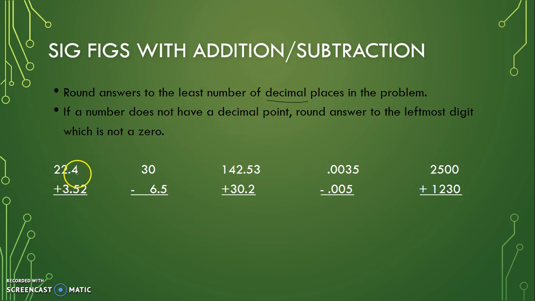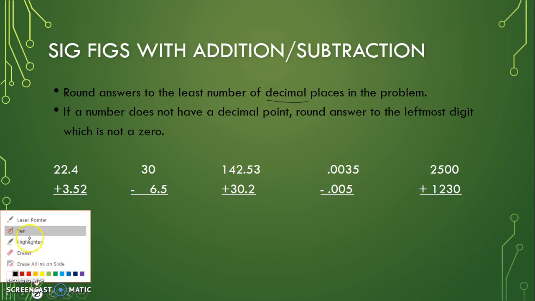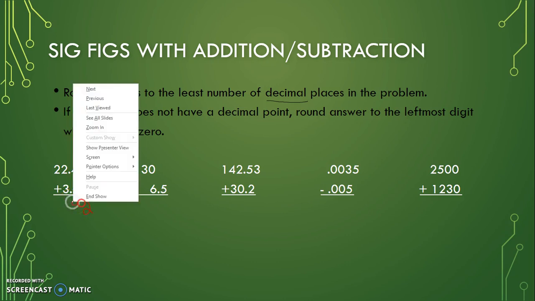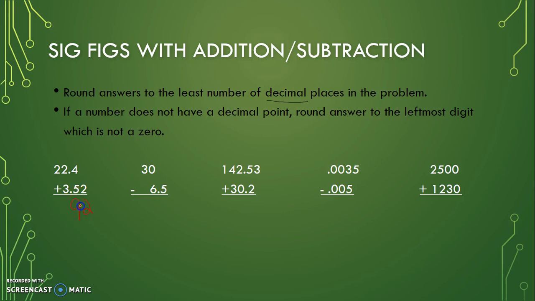So here we have 22.4 plus 3.52. With 22.4, you have one decimal place. And with 3.52, you have two decimal places. So what we're going to do is regular math. We're going to write our answers down. So that's 25.92.